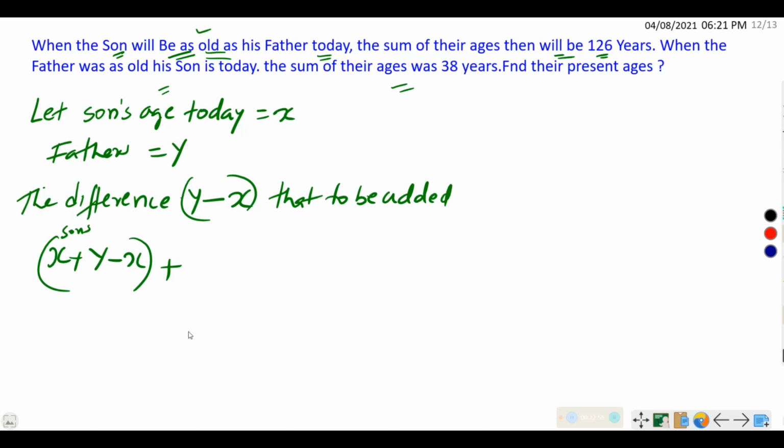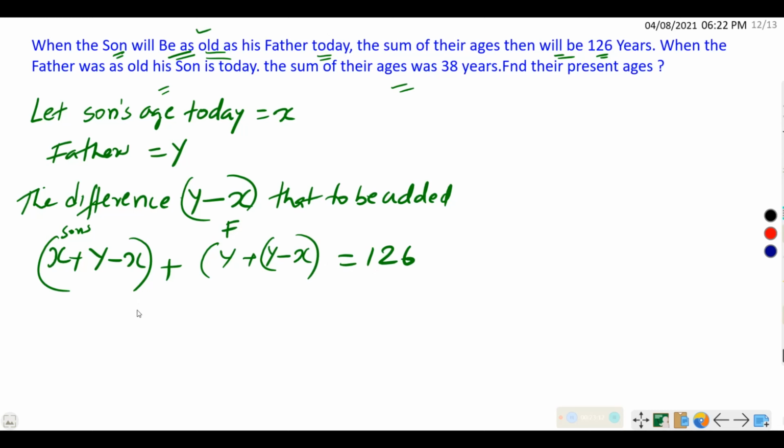So what will happen to father? Father's age is already y. For him also that increase will be there. So we have to write father's age, which is y now. The difference between son's age and father's age will be added to that also. And it becomes 126. This is the beauty of the sum.